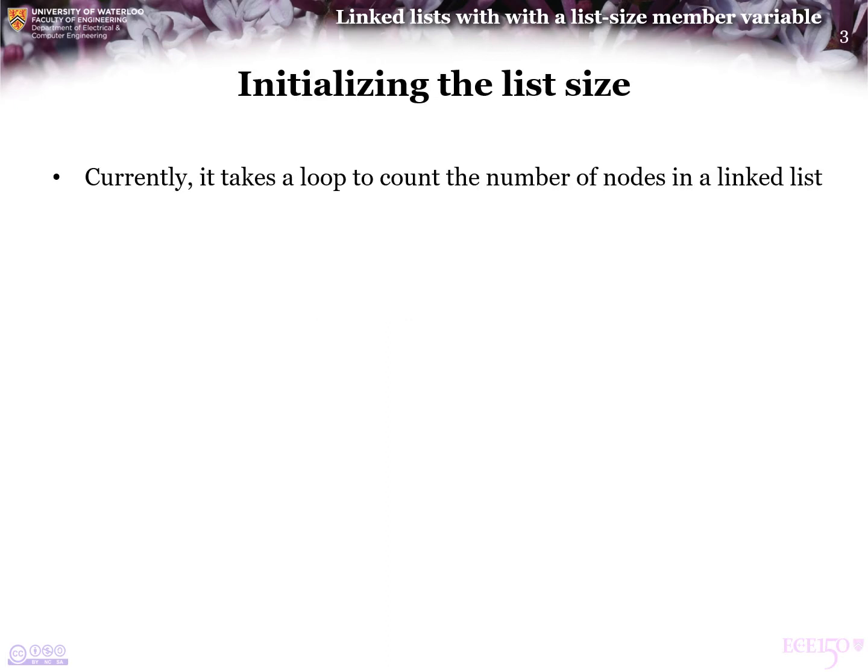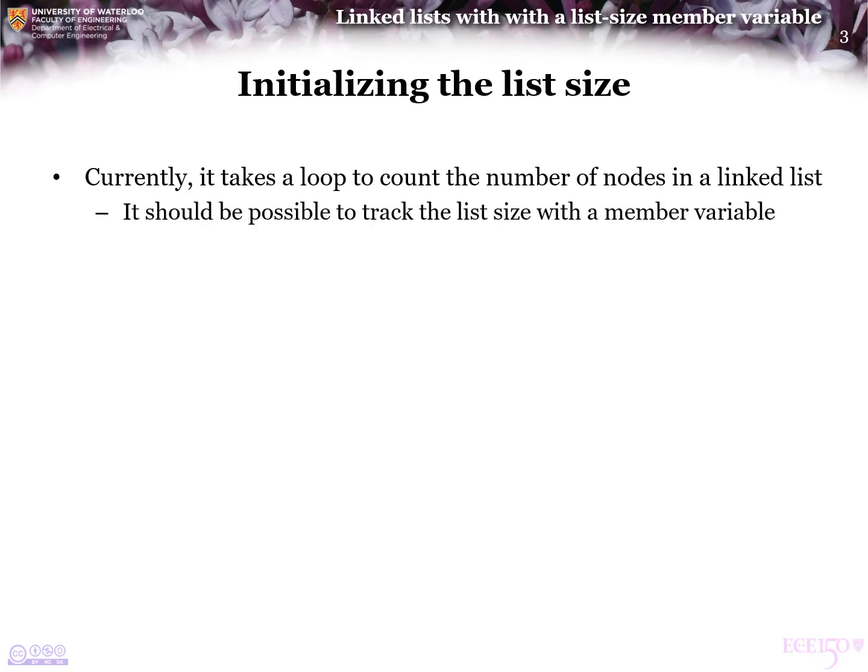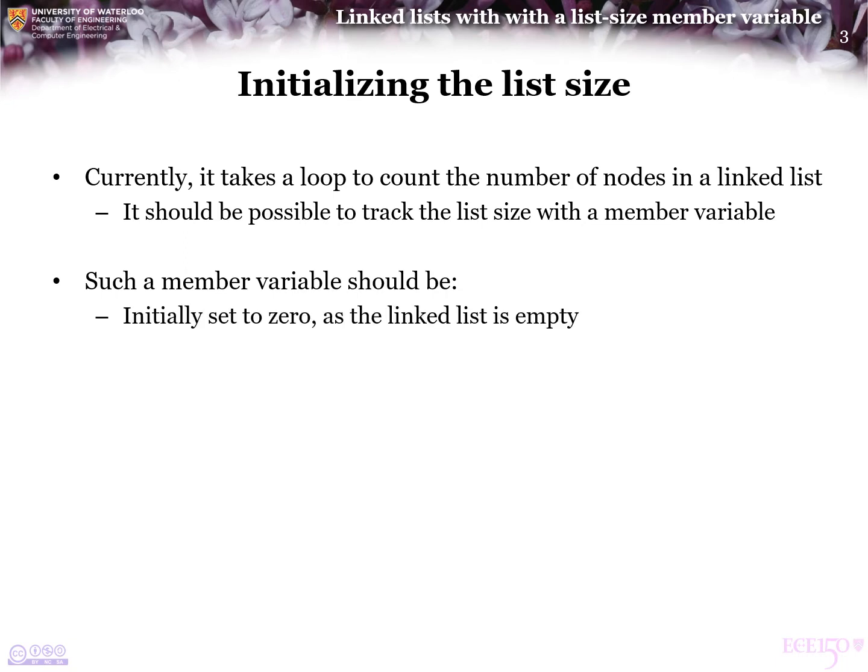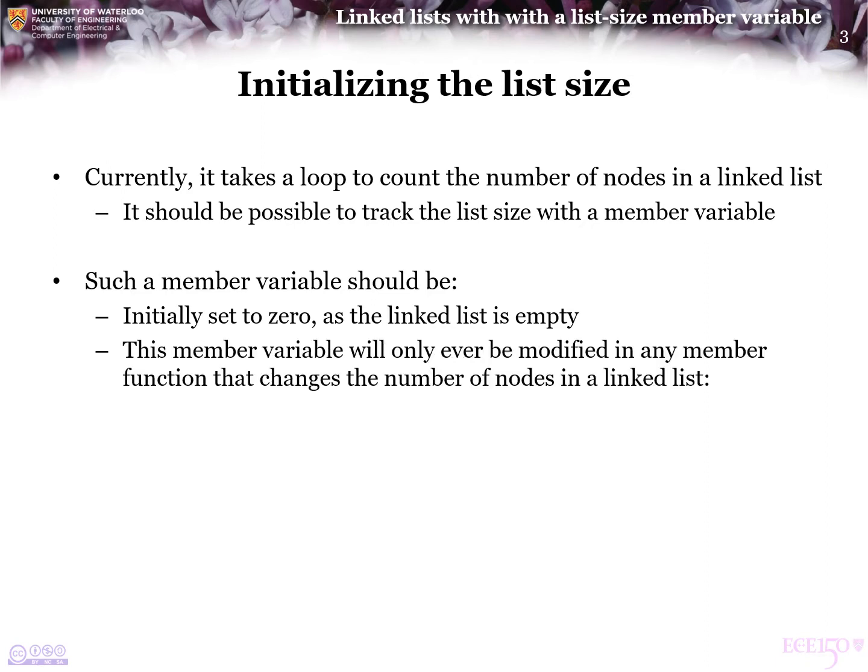Currently, if we want to determine how many nodes there are in a linked list, we have to count them, and this has to occur inside a for loop. This could potentially require a significant amount of time. It should, however, be possible to track the number of nodes in the linked list with a single variable that is updated appropriately. So such a member variable should be initially set to 0, as the initial linked list is of capacity 0. There are no nodes in it.